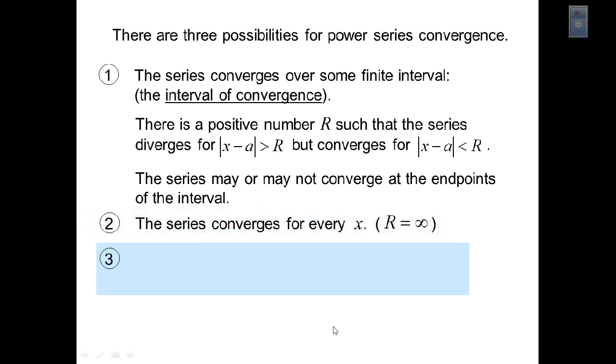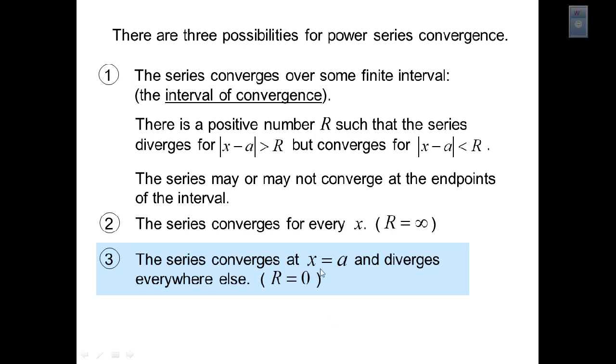And then the third option, the series converges at x equals a and diverges everywhere else. And typically what we found, like with that last example, is that it converges when x was 0 and for all other values it diverged. And in that case, where it converges at only one value, the radius of convergence is equal to 0. Because remember, a radius is from the center out to the end point. In this case, there's only one point, which is the center, so the radius is 0.